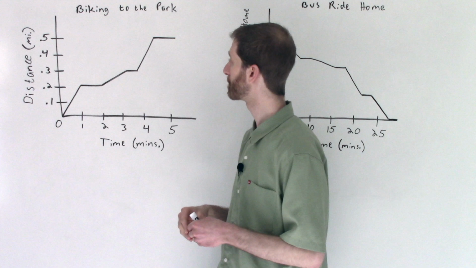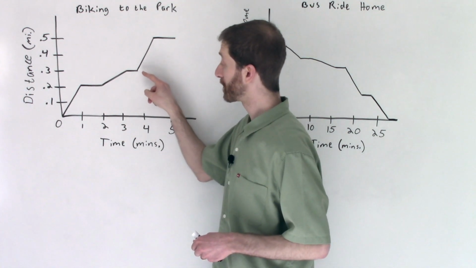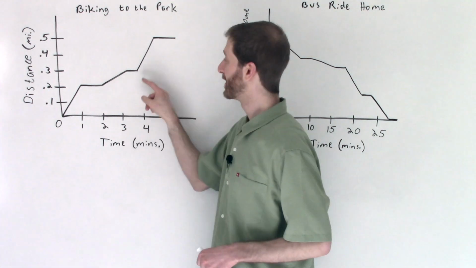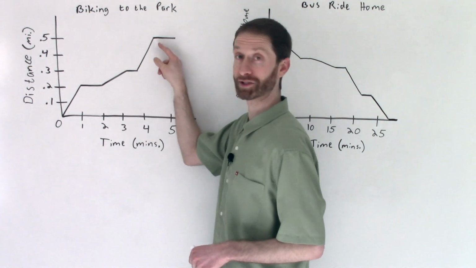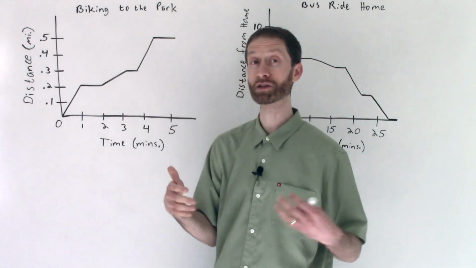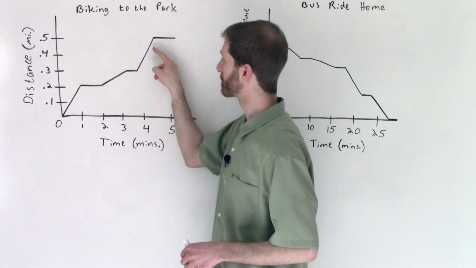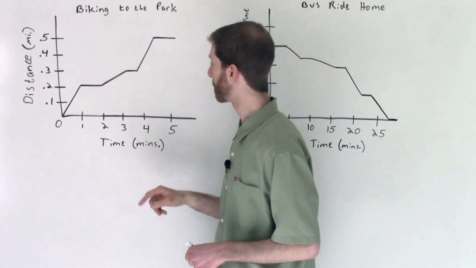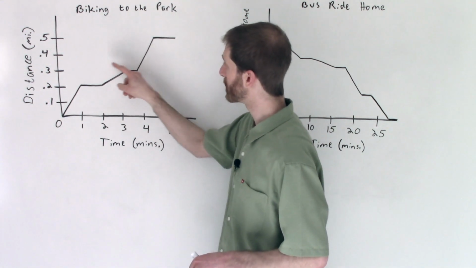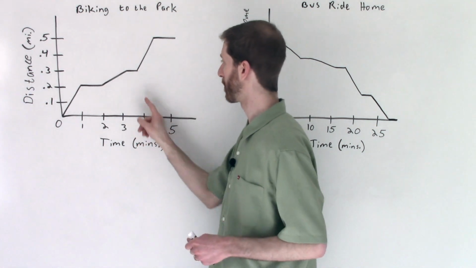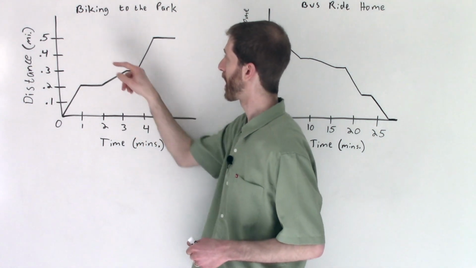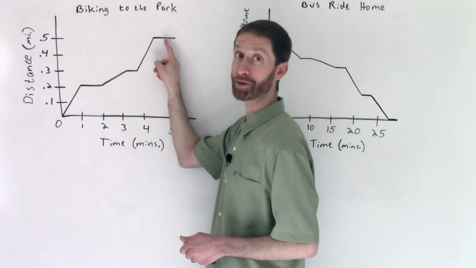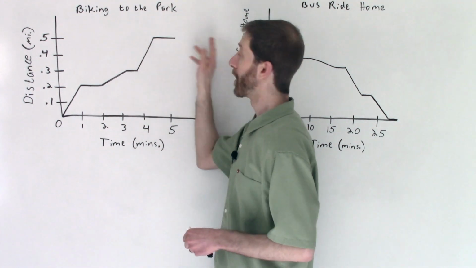That's a rough estimate. Then, realizing that we've spent a decent amount of time resting, we then bike as hard as we possibly can. We pedal very quickly. Again, you can tell we're pedaling quickly because the line is pretty steep compared to this line right here. So over a span of about 30 seconds, we've gone about 0.2 miles or so. 30 seconds, 0.2 miles.